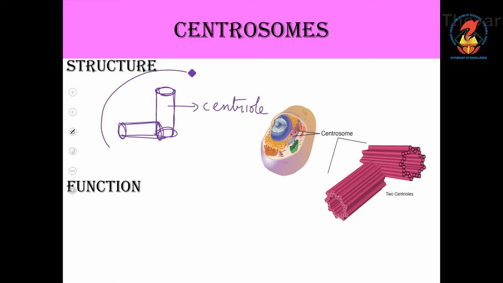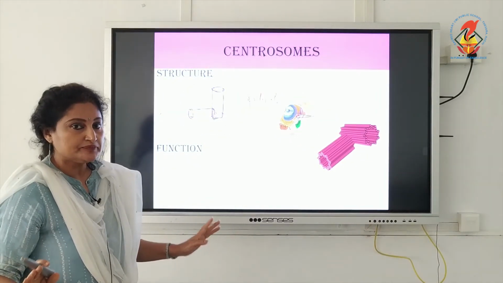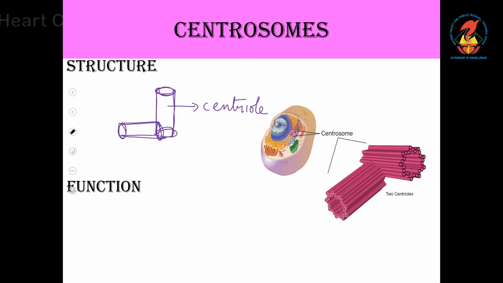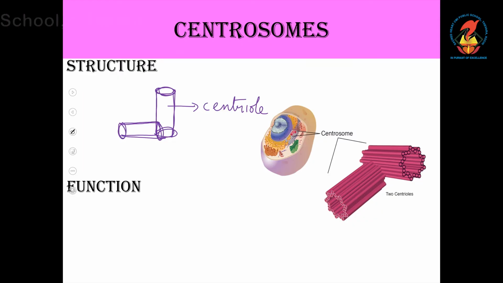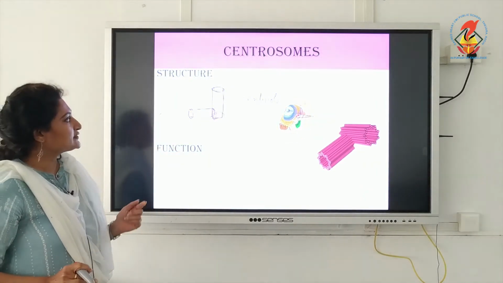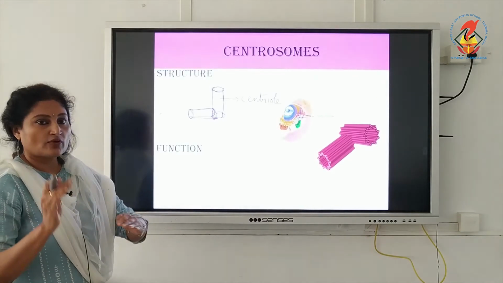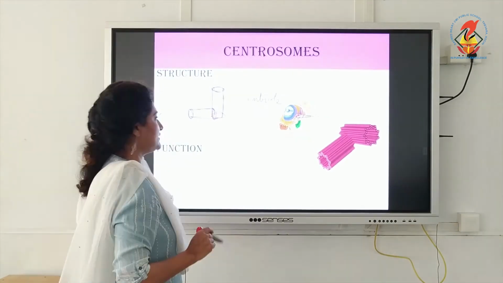And remember, it is not surrounded by a membrane. So, once again, what is a centrosome? Centrosome is found only in animal cells. It consists of two cylindrical structures called centrioles, and the centrioles are oriented at right angles, or perpendicular, to each other.